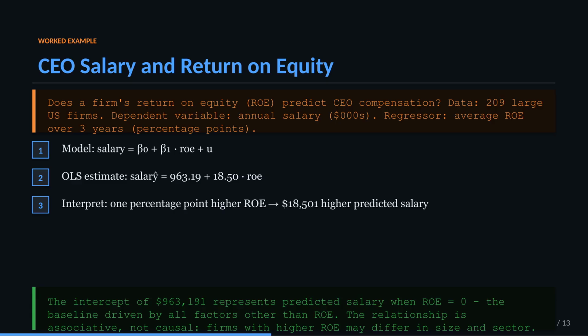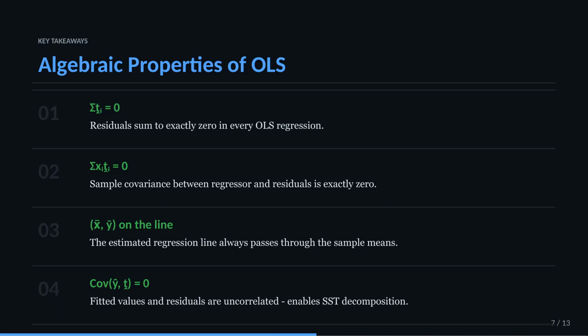OLS also has a few exact algebraic properties that are worth remembering. First, the residuals always sum to 0. Second, the sample covariance between x and the residuals is 0. Third, the fitted line passes through the sample means, so the point x bar, y bar lies exactly on the line. These are not probabilistic statements. They are mechanical consequences of how OLS is defined.